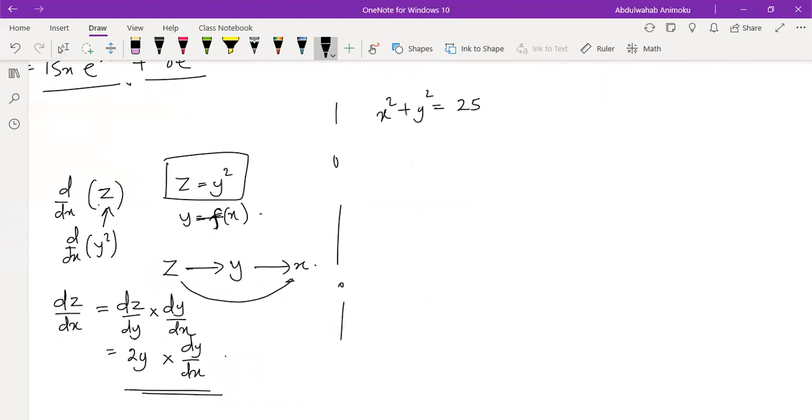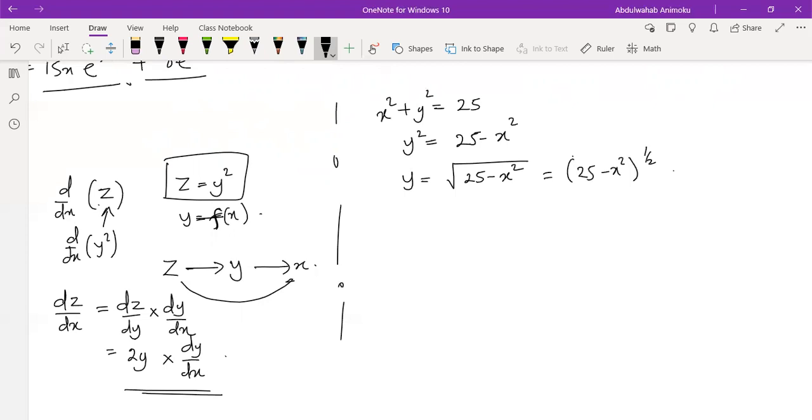So here you can make y the subject of the formula, which means y will become square root of what? 25 minus x squared. Okay. Now, can you take the derivative of this? Yes, you can. But now you have to be careful, right? You have to use what? Chain rule, right? Because we have a composition of two functions here, so which is basically 1 over 2.